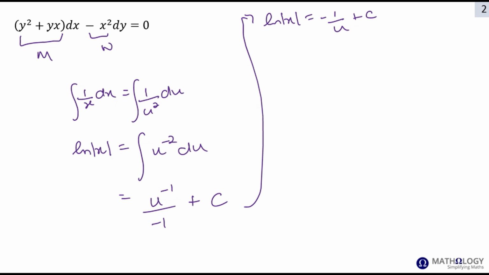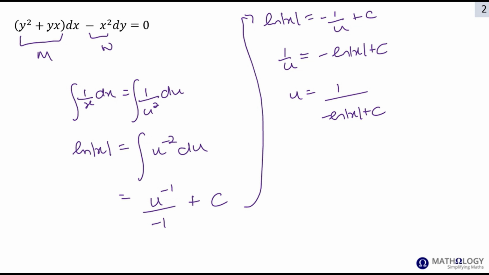So we'll just take that minus 1 over u to the left. We'll have 1 over u equals minus ln x plus c. We've just flipped that over. u equals 1 over minus ln x plus c.